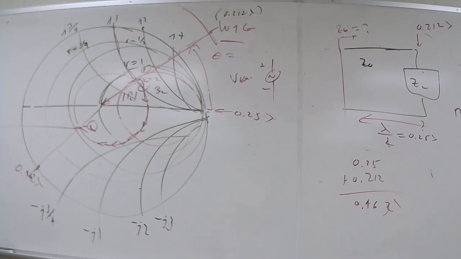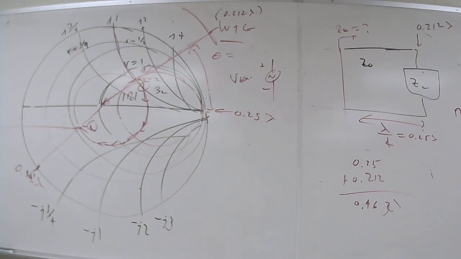To get the actual value of Zn, I want you to pay attention to this. What do I do? I take that and multiply it by Z naught. See how I normalized in the beginning? Now I multiply it by Z naught. So the actual value of Zn there would be Z naught, whatever it is. Say Z naught's 50. So it would be 50 times that, which is 0.4 minus j0.24, right?